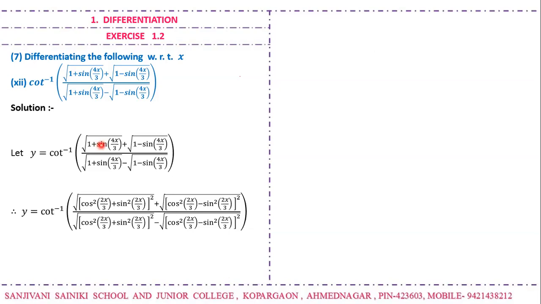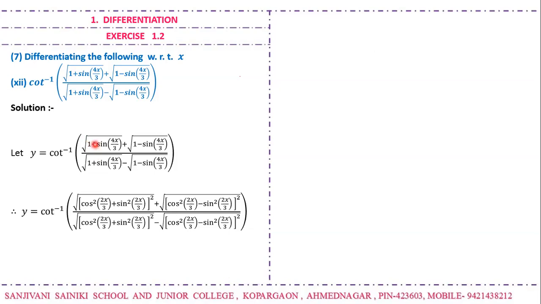This 1 can be written as sine square 2x by 3 plus cos square 2x by 3, and this sine 4x upon 3 can be written as 2 sine 2x upon 3 into cos 2x upon 3. Here we are using the double angle formula, sine 2 theta is equal to 2 sine theta cos theta, and for the 1 we are using the first fundamental identity, sine square theta plus cos square theta is equal to 1.